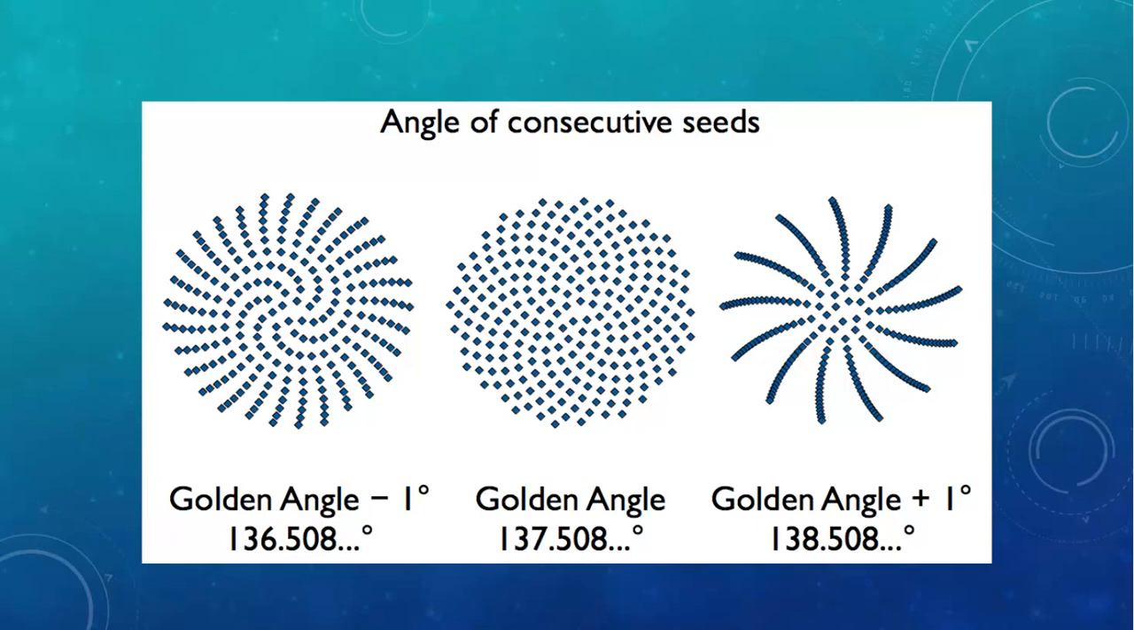If you change it just 1 degree up or 1 degree down, you can see how drastically it changes the distribution of those seeds, and you start getting gaps. No longer are they nice and evenly distributed. So it's showing the power of the golden angle for creating these beautiful spiral distribution patterns.